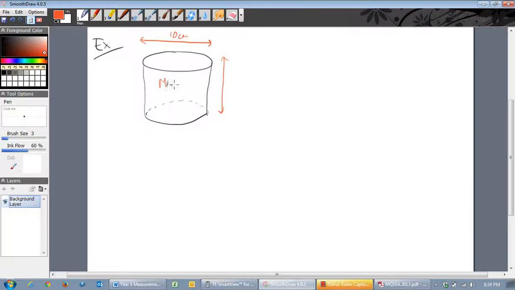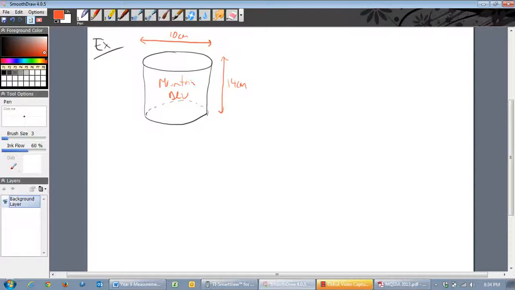Okay, well, how about Mountain Dew? And then how high would a can be? Let's just say 14 centimeters. Okay, let's find out what the total surface area of this Mountain Dew can is.